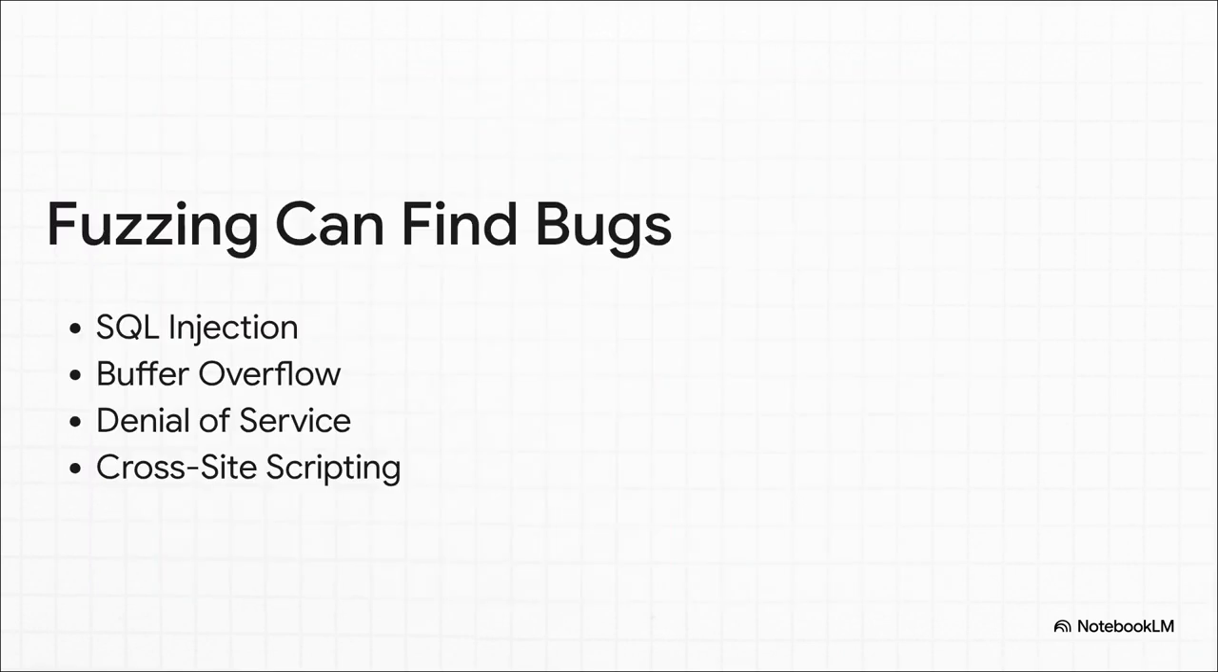And we're not talking about small, minor bugs here. Fuzzing is a security powerhouse. It's designed to sniff out some of the most critical vulnerabilities you can imagine, things like SQL injection or denial of service attacks. These are the kinds of bugs you absolutely want to find before anyone else does.